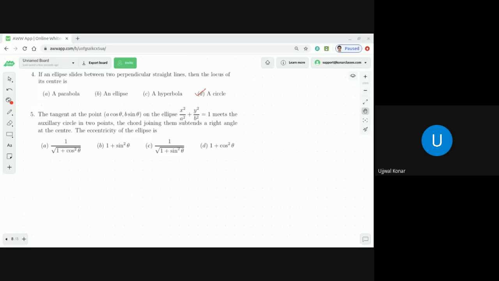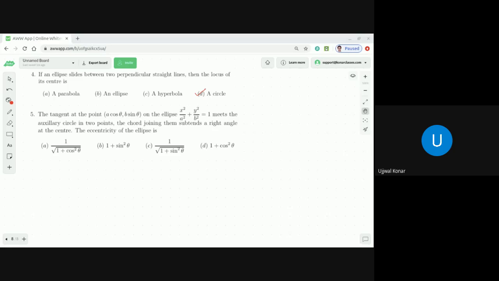Here also the same concept we need to apply by choosing a parametric point. What is the question here? The tangent at the point a cos theta comma b sin theta on the ellipse x square by a square plus y square by b square equal to 1 meets the auxiliary circle in 2 points. The chord joining them subtends a right angle at the center. The eccentricity of the ellipse is what is the question.